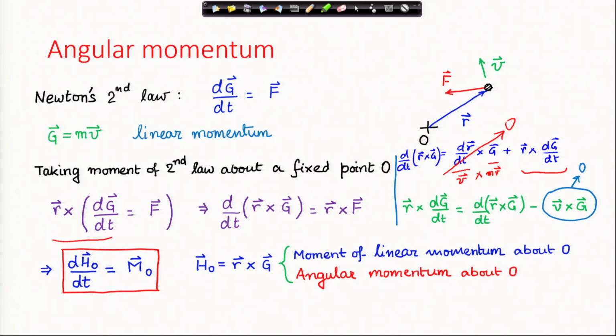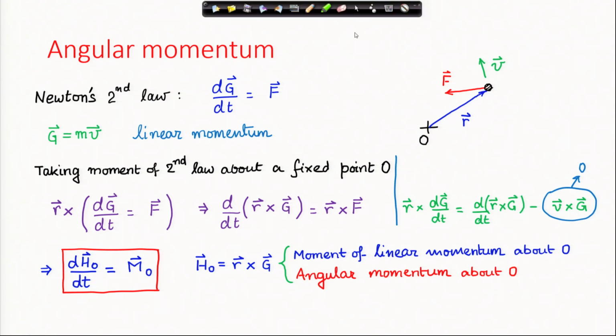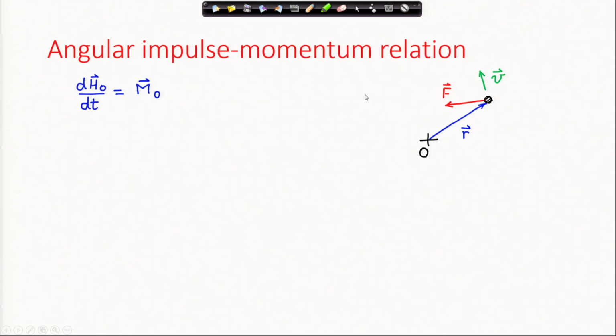This is also a vector quantity; it is a cross product of two vectors, so it is a vector, the angular momentum about O. It is very important now to attach this point about which you have taken the moment. So, this is angular momentum about O, or moment of linear momentum about O. We will use this notation H for angular momentum. Thus, the rate of change of angular momentum is equal to the moment about O.